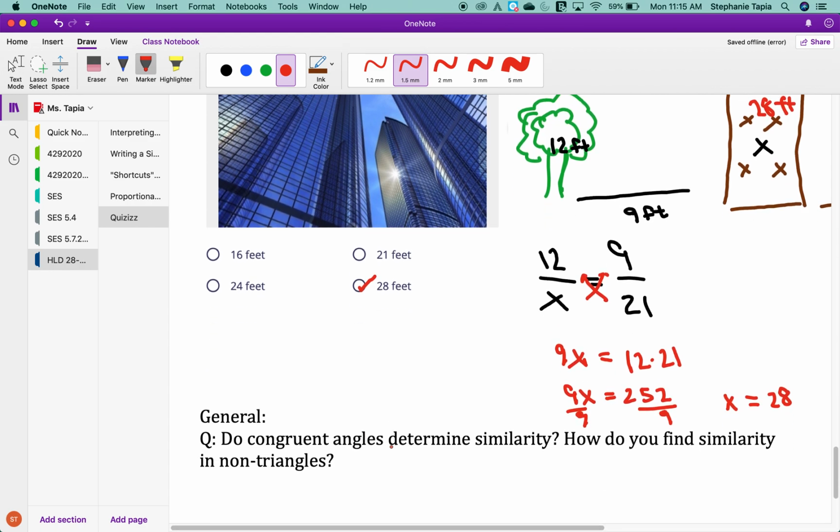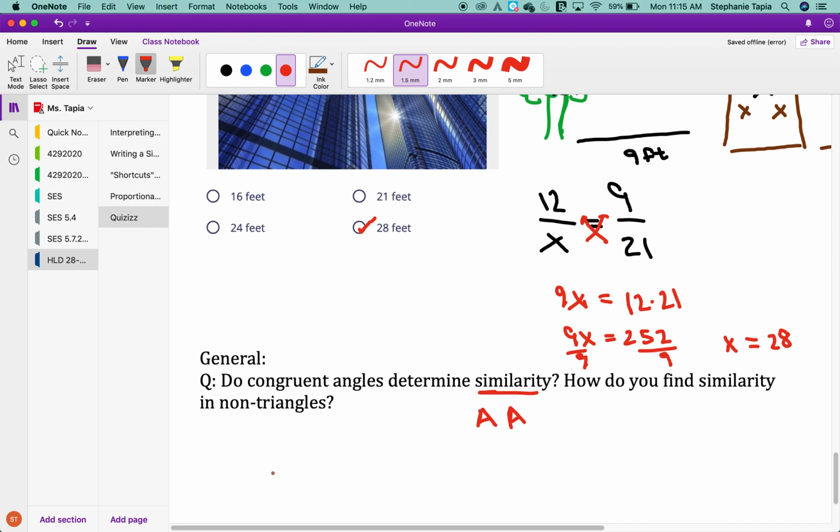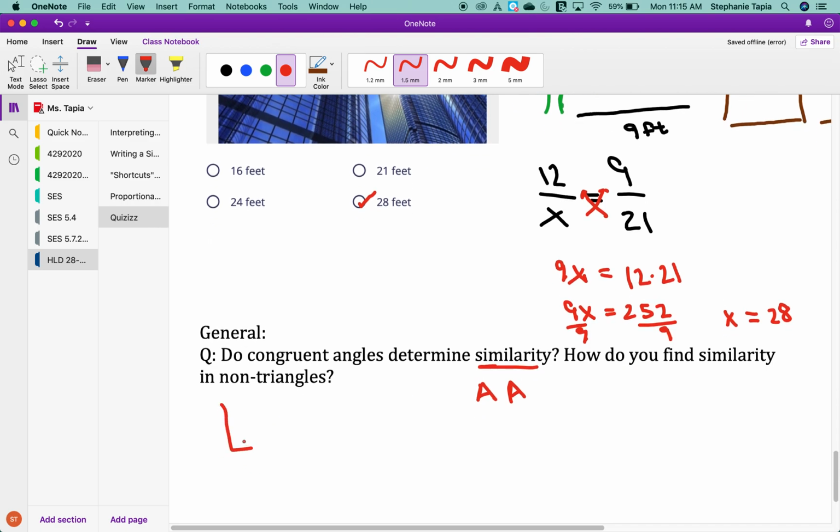And then I had just a general question. Do congruent angles determine similarity? Only in triangles. That's why we use AA, but only in triangles. And how do you find similarity in non-triangles? So you just follow the qualifications.